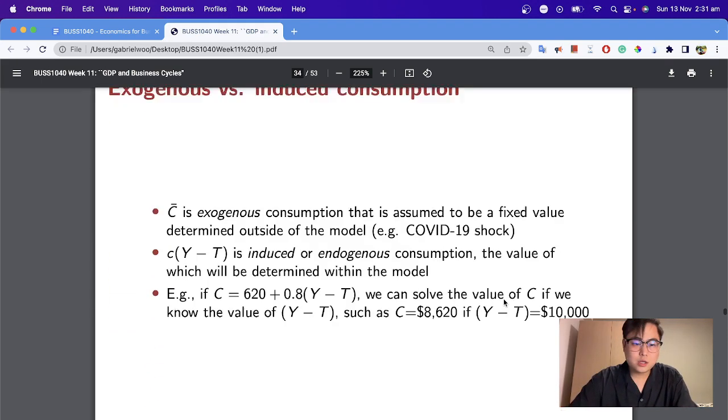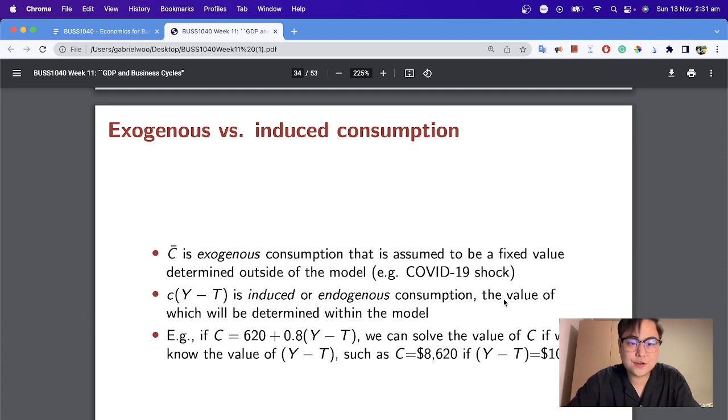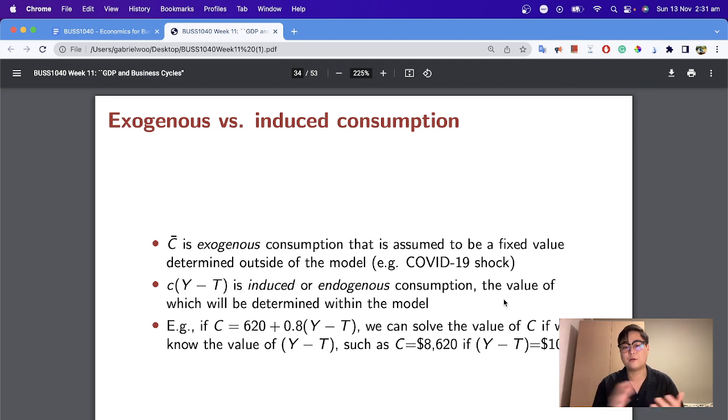Okay. So this is the idea of exogenous versus induced consumption. So C bar is exogenous consumption. This is the idea that it's not really up to how much income a person makes that affects how much they spend. Okay, wealth effects, COVID-19 shocks. For example, if you see that the pandemic happens, or you expect a recession to happen, you will perhaps cut down on your spending because you want to save more money, have a bigger rainy day fund in the event of bigger economic shocks going forward.